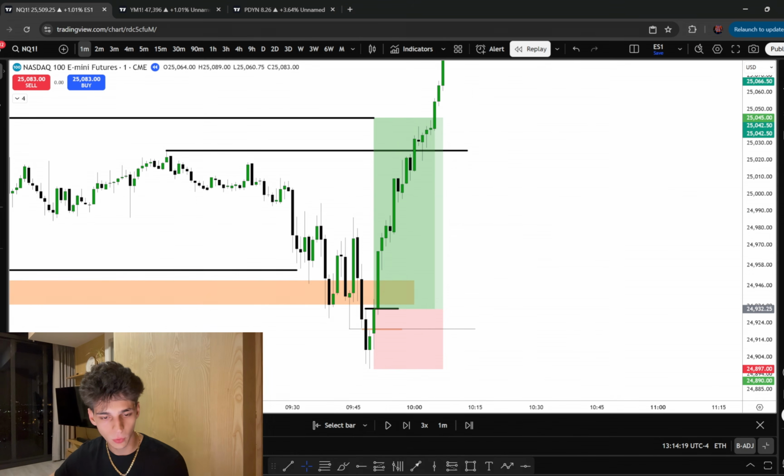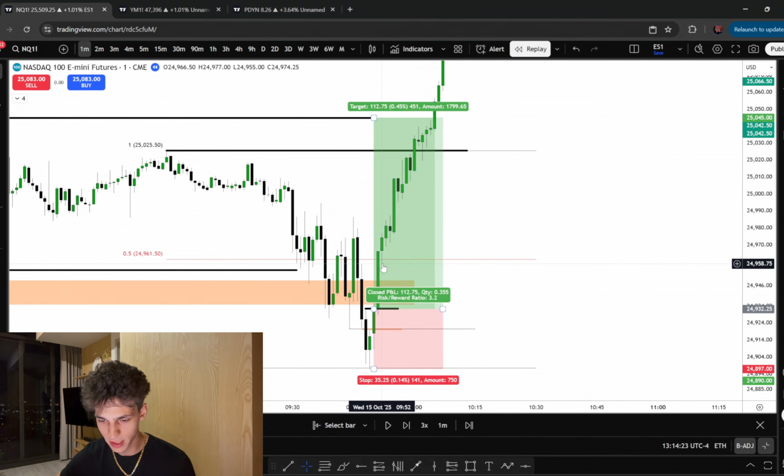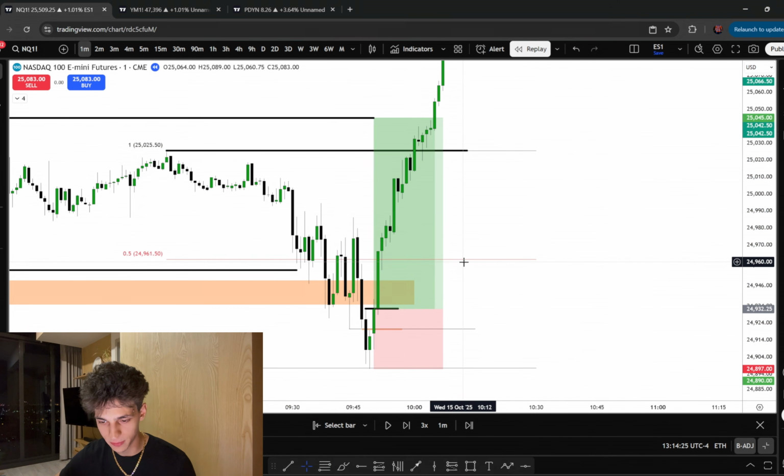All right, TP1, of course, where is that going to be? The midpoint of the entire range. All right, so that would be right over here, the midpoint of the range.